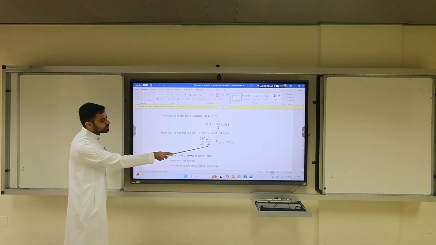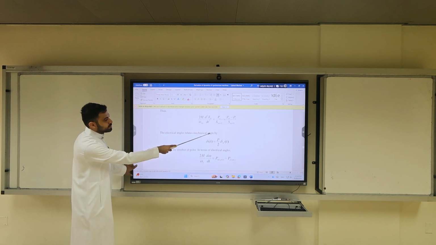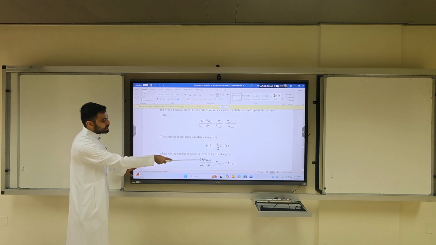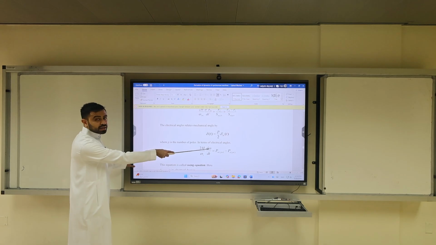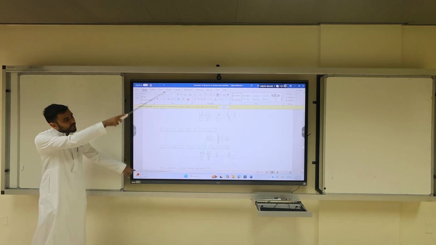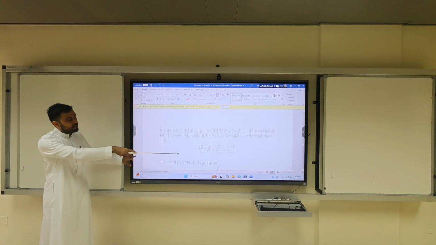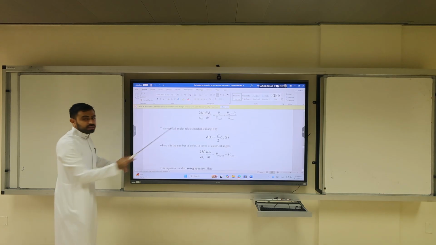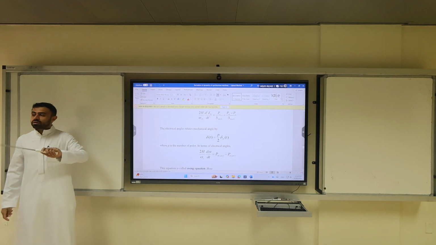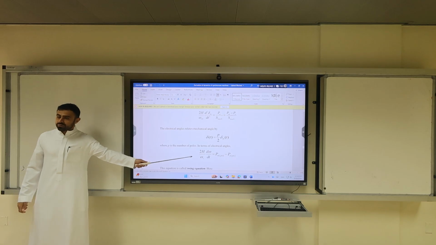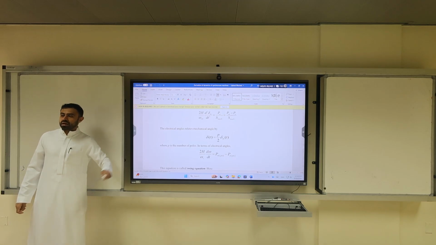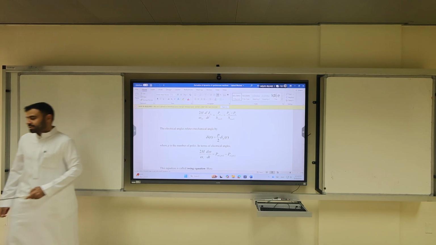So this delta, what is it? This delta is electrical. This omega is electrical, not mechanical. The omega we had before is mechanical. This omega is electrical. Let me make a correction: this one is 120 f over P. You convert it to omega by multiplying it by 2 pi over 60.